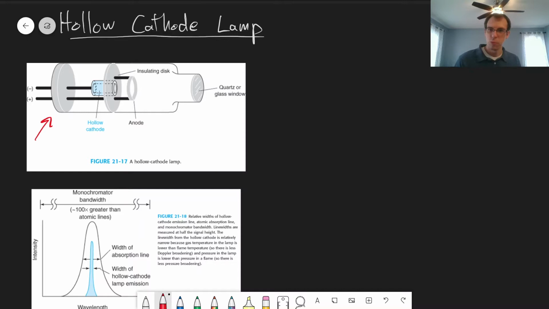So we don't have a traditional light source like a tungsten filament lamp or something like that. Instead, we're still using electrical discharge. We have an anode here, which is something that's going to produce electrons.